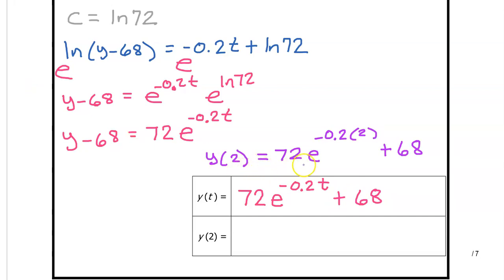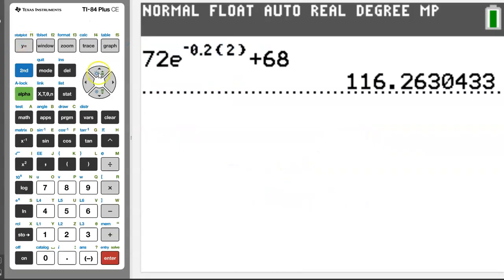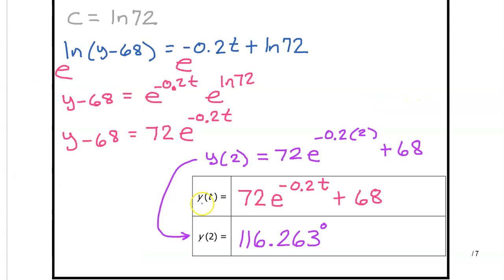We can evaluate this equation at time t equals 2 to find the temperature of the soup after 2 minutes. This turns out to be 116.263 degrees. Kabam!